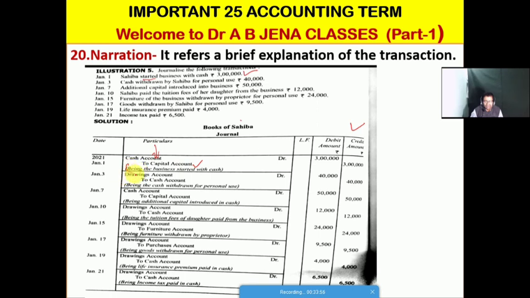In the narration, we write that the business was started with cash of rupees 3 lakhs. Similarly, this is for you: kindly make the journal entry and practice more and more, and definitely you will be a master in journal entries. Friends, I have already told you, these 25 terms are the terms of accounting for beginners, so don't worry, be happy. Definitely give your valuable comment in the comment section.